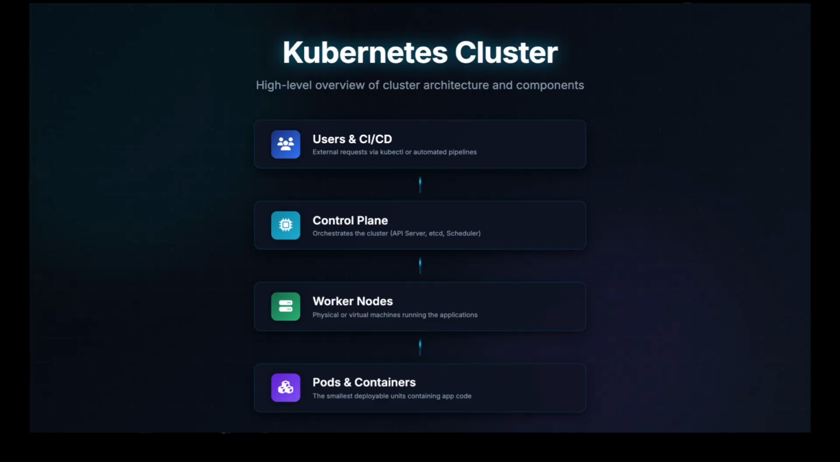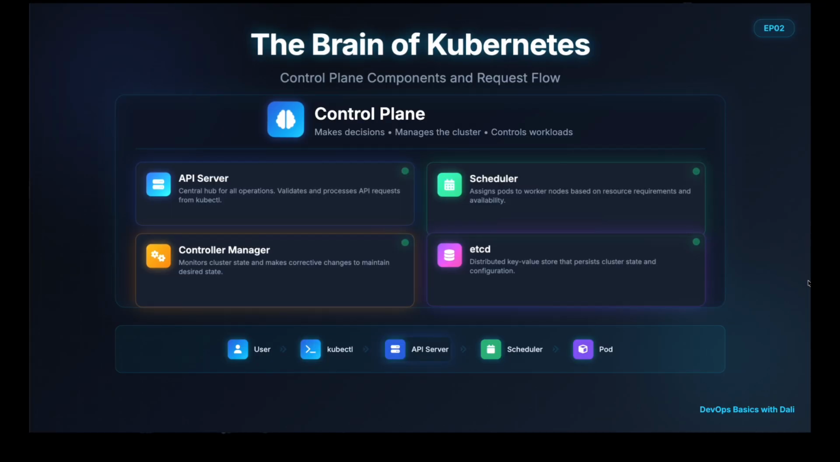So the flow looks like this. Users interact with the control plane, the control plane manages the worker nodes, and the worker nodes run the pods and containers. The control plane is basically the brain of Kubernetes. It's responsible for making decisions and managing the entire cluster automatically.